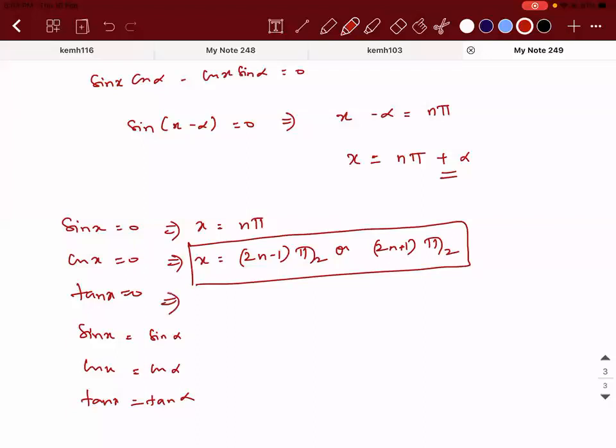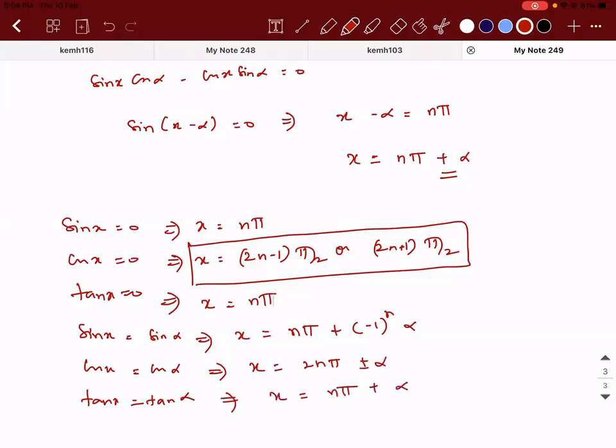Okay. So here, x will be equal to n pi. So sin x is equal to sin alpha, x is equal to n pi plus or minus 1 power n into alpha. Cos x is equal to cos alpha is 2n pi plus or minus alpha. And here x is equal to n pi only plus alpha. These are the solutions. And if you're able to memorize them, solving problems is not a big deal.